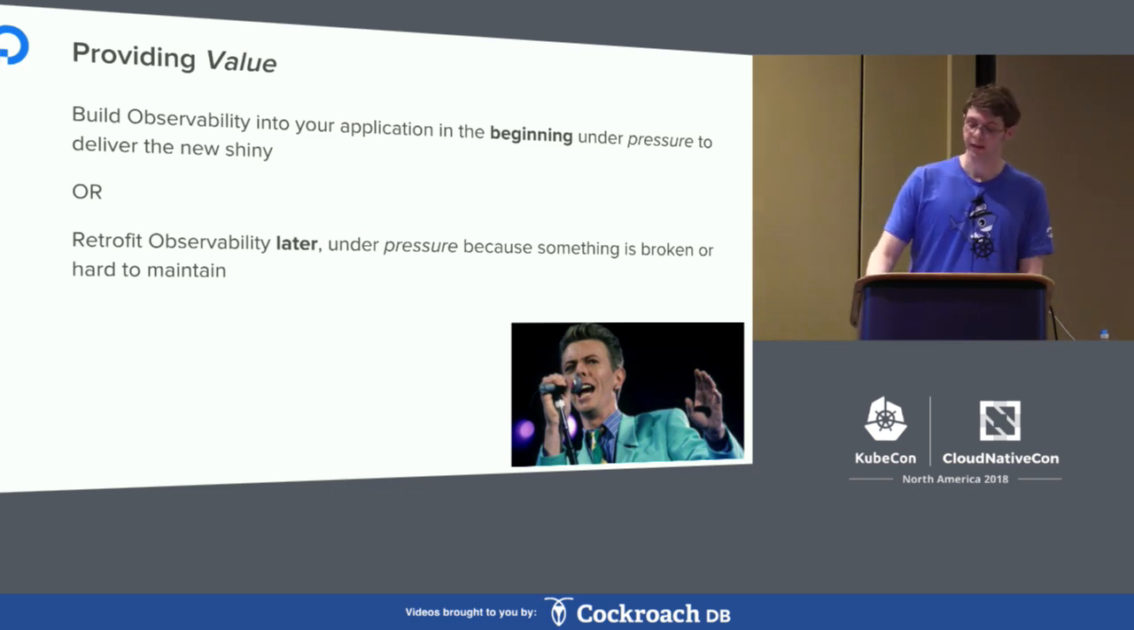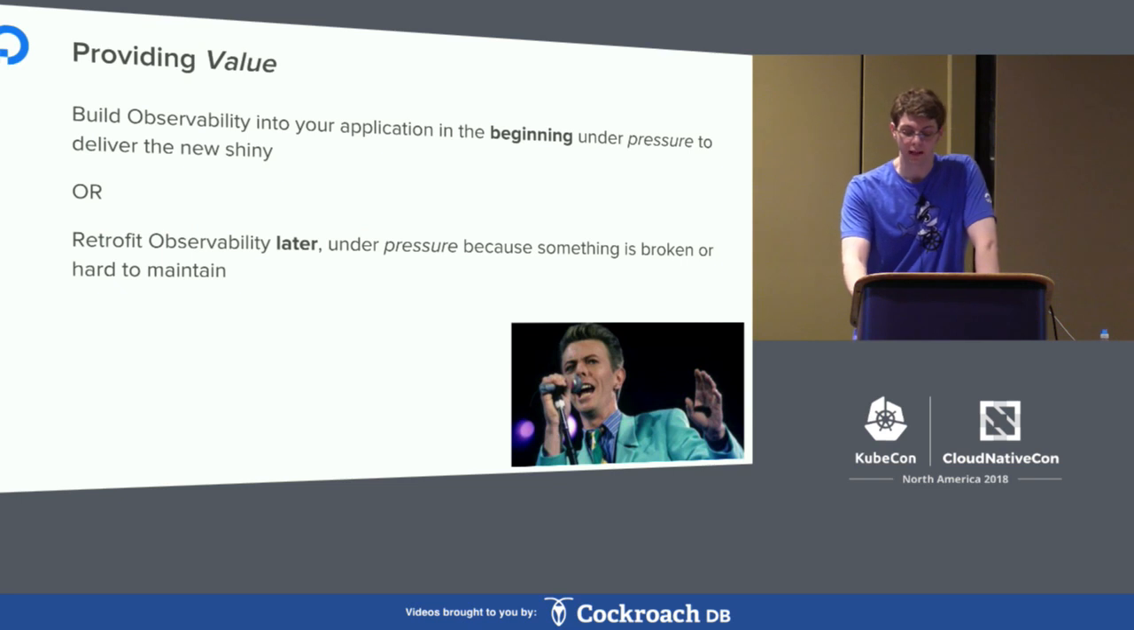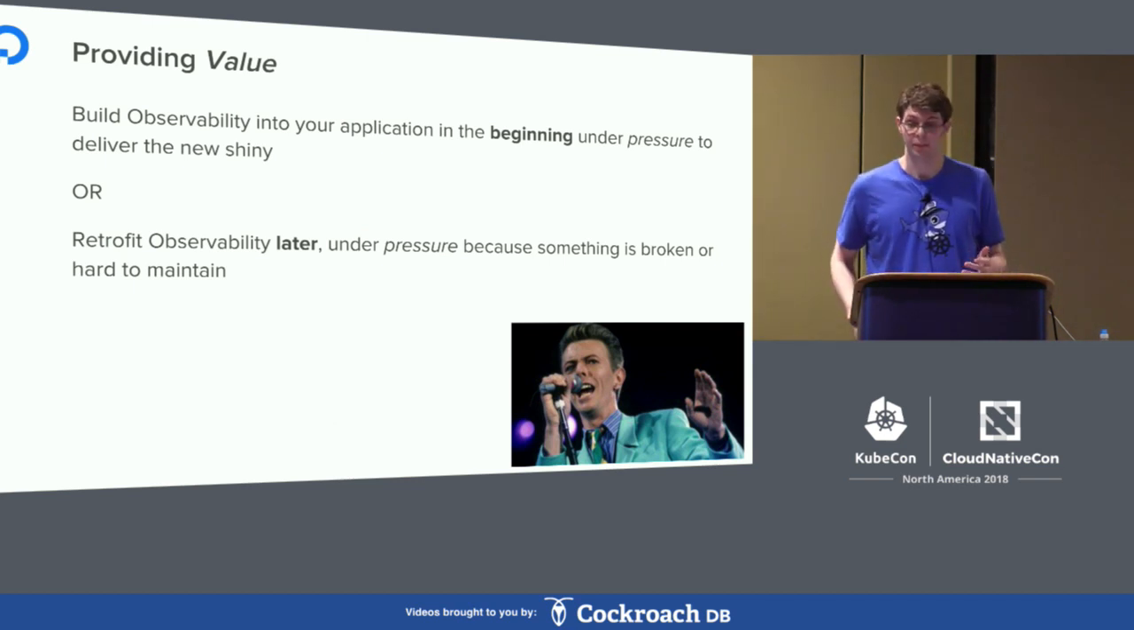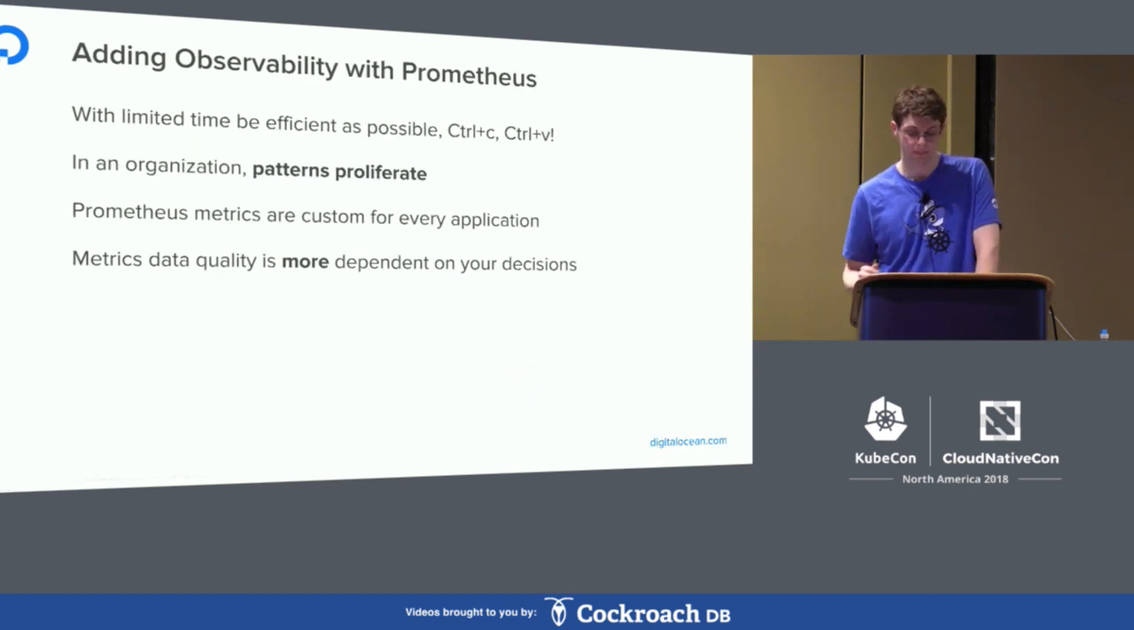There's a problem with that, though, because basically no matter what happens, you are going to be doing that under some sort of pressure. You can do it in the beginning, under pressure to get back to building more new features, or you can do it when something is broken and you'll have to spend extra time retrofitting it in later, possibly into an architecture that wasn't really built well for that type of thing. Either way, you're going to have a limited amount of time to spend building observability into your systems.